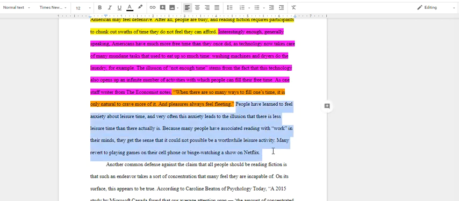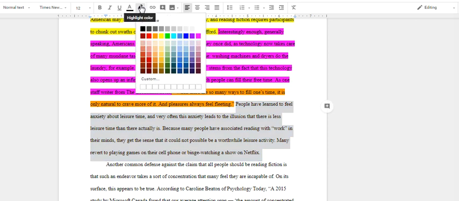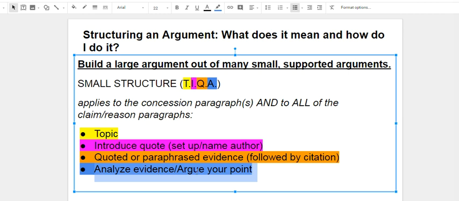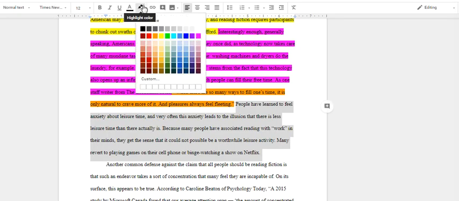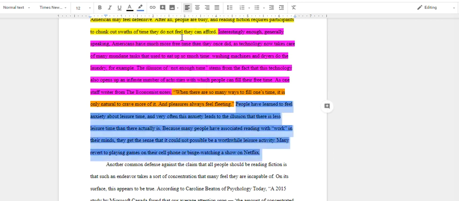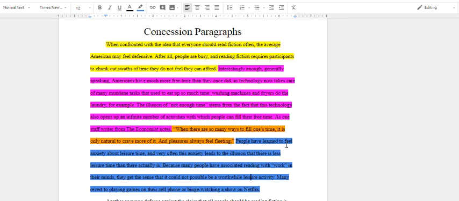But regardless, the last part of this paragraph is where I'm analyzing the evidence and arguing my point. So that's going to be blue. So get your blue highlighter and color that part blue. Of course, it's very hard to read mine now because that blue is so dark. But you can see where the different dividing lines are here.